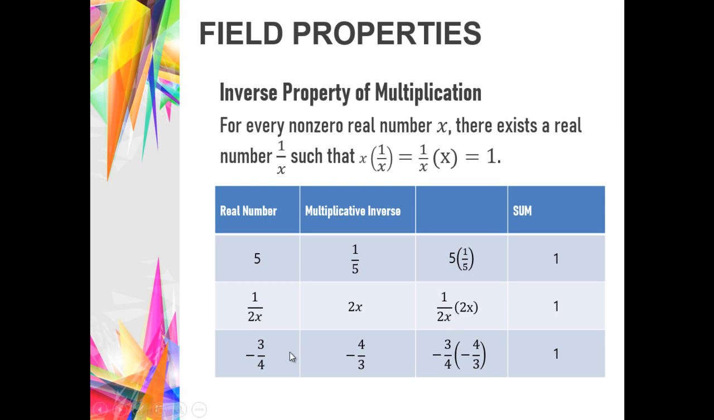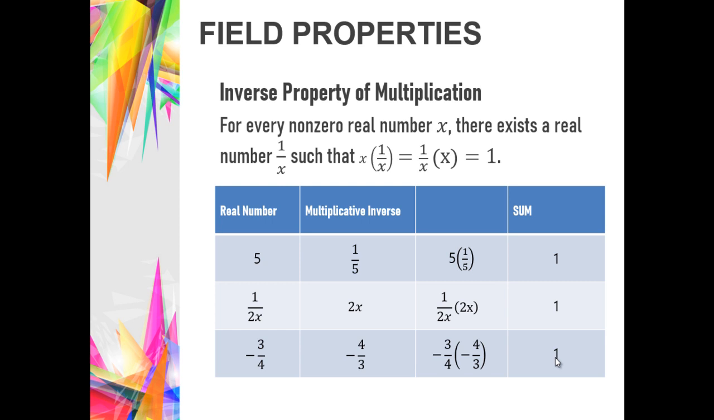Negative 3/4. Look at this. If it is negative, its multiplicative inverse is also negative. The only thing that changes is the placement of the numerator and denominator elements. So negative 4 over 3 is its multiplicative inverse. So negative 3 over 4 times negative 4 over 3 is still equal to 1. So that is the inverse property.